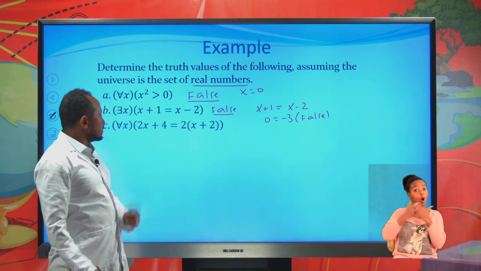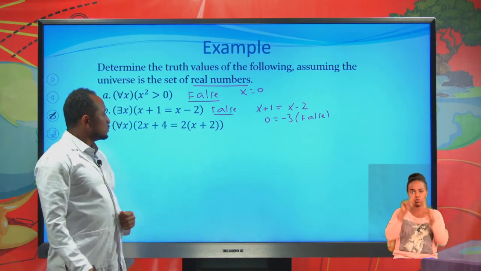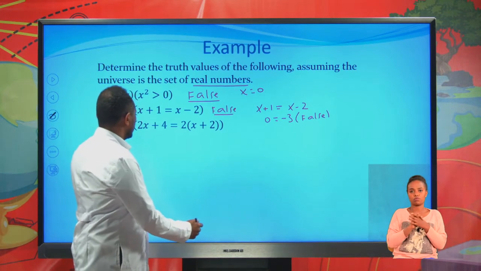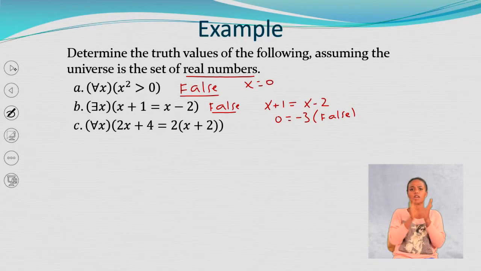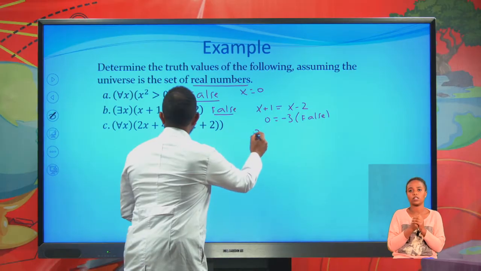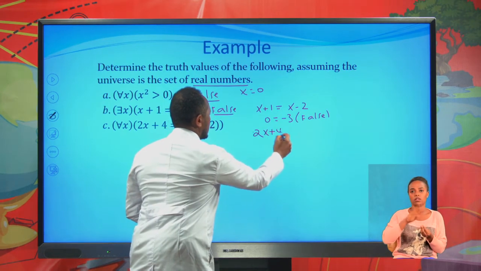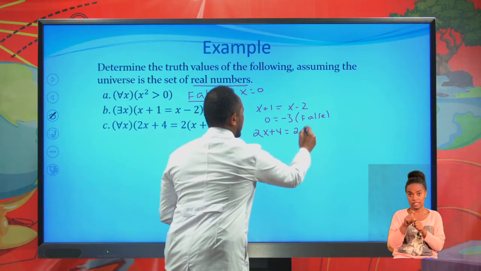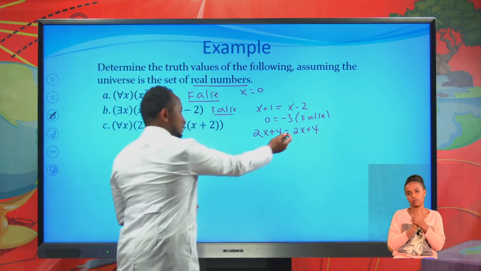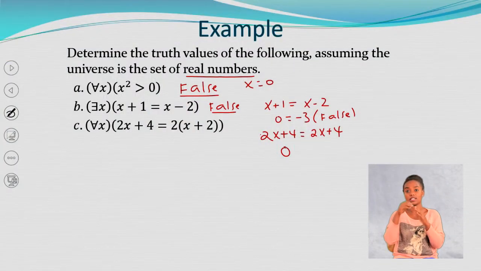For all x, 2x plus 4 is equal to 2 times x plus 2. Here it says any real number satisfies this equation. So let's check. Let's solve this one. 2x plus 4 is equal to, distributing, 2x plus 4. Take 2x to this side, 2x minus 2x, 0. Take 4 to the other side, 0 is equal to 0.